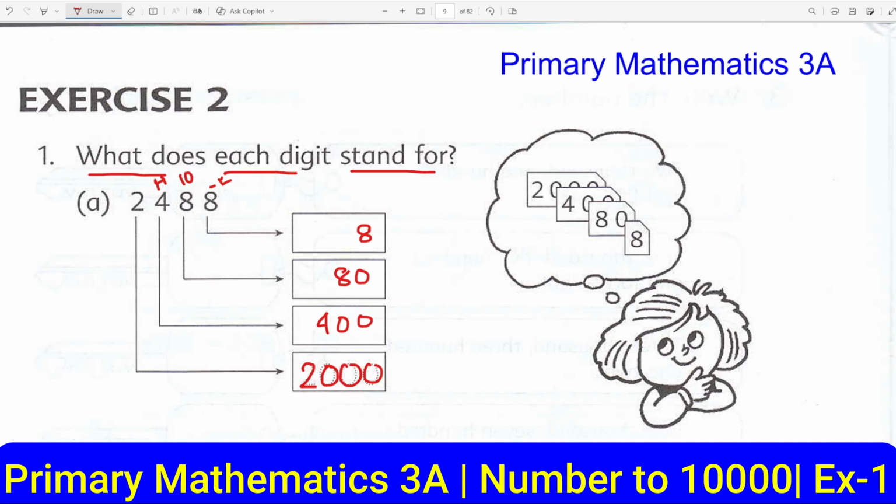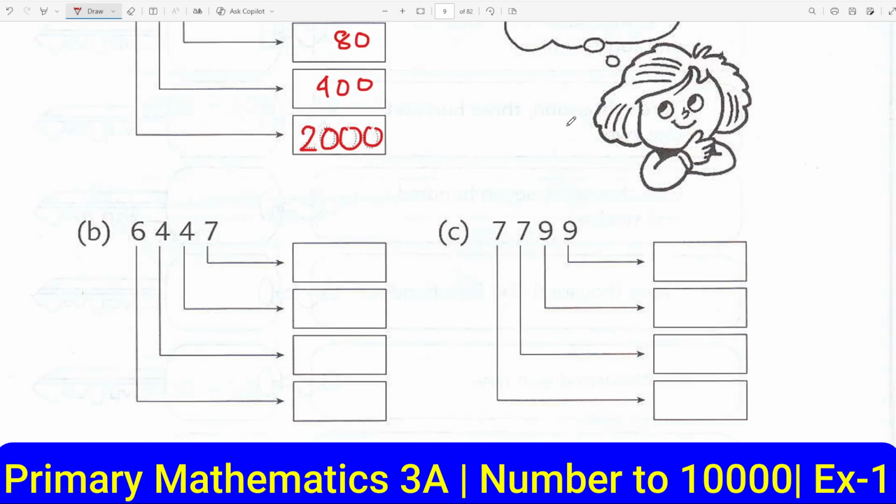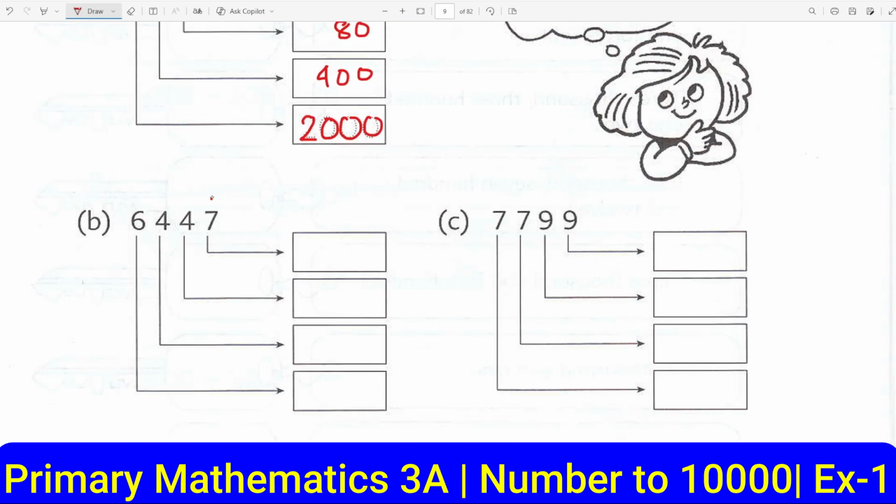Okay, very simple. What about next one? First one is a 1, second one is a 10, third one is a 100, and fourth one is a 1000. So we can say this one is 7, it's 40, this is 400, and finally this one is 6000. Okay, same thing, this is 9, it's 90, it's 700, and finally this one is 7000. Very simple.